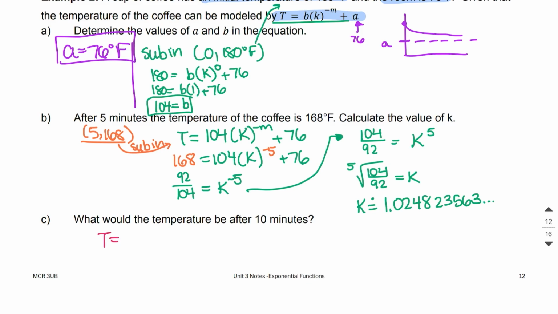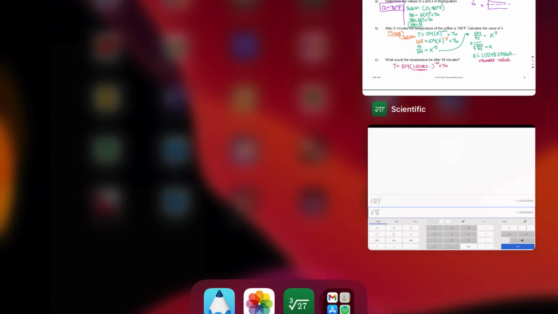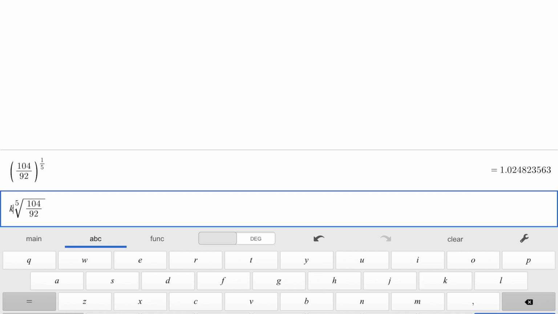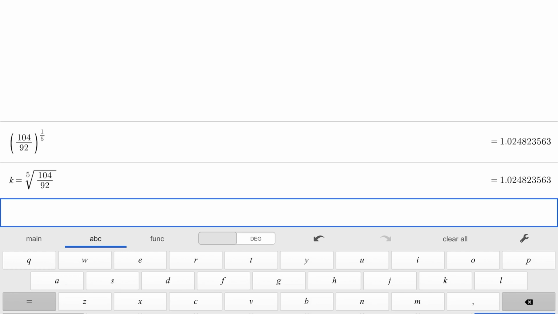So here I would use the equation T equals 104 times this 1.0248 and so on, to the power of negative 10, plus 76. But I don't want to use this value because it is a rounded value, and I would rather use an exact value. So I'm going to store this in as K in my calculator. So here I'm going to say K equals, and in class, I'll show you how to store numbers into your calculator so that it makes things a little bit easier.